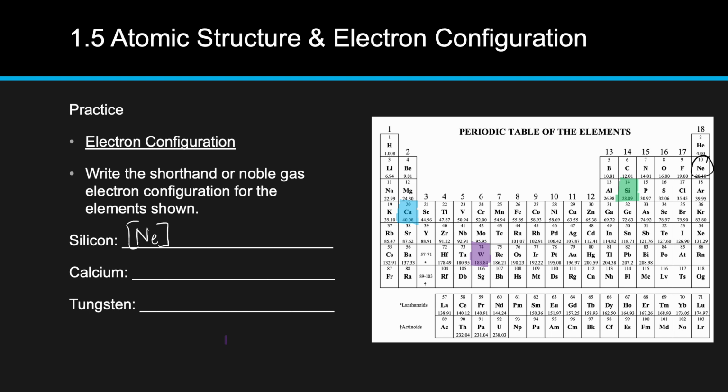So after neon will be 3s2, and then we go to 3p, and it's the second element, so we'll be ending with 3p2. Then with calcium, if I look on the periodic table, the previous noble gas is going to be argon. So I'm starting with argon in brackets, and then from there I have 4s2, and that's it. And then for tungsten, the previous noble gas will be xenon. So I'm starting with xenon in brackets.